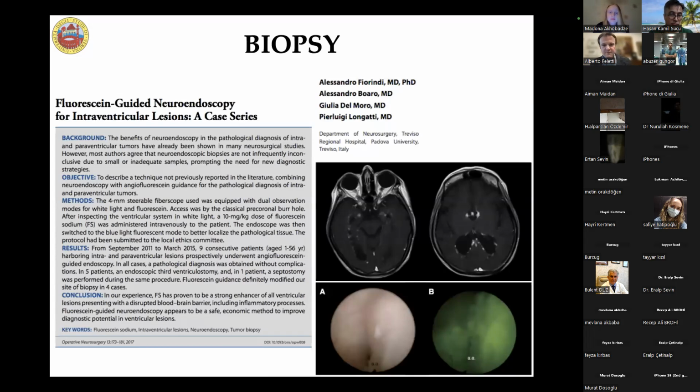Our group several years ago published the usefulness of fluorescein sodium in some of these cases, especially when the tumor is not exophytic, but it's very difficult to detect with normal light, like in this case. With normal light, it's very difficult to understand where to take the sample for the biopsy, but when you administer fluorescein sodium and use the proper filter, the enhancing areas appear very evident.